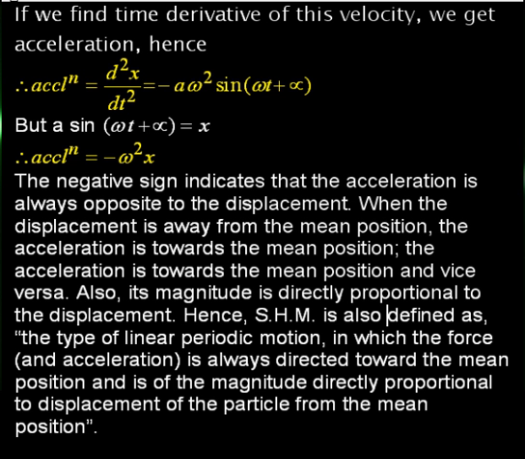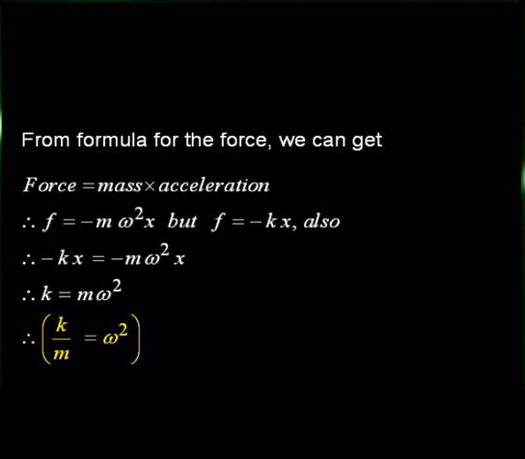Hence, SHM is also defined as the type of linear periodic motion in which the force and the acceleration is always directed towards the mean position and is of the magnitude directly proportional to displacement of the particle from the mean position. From the formula for force, we can get also k upon m as omega square.